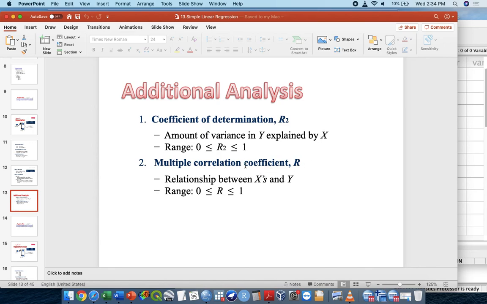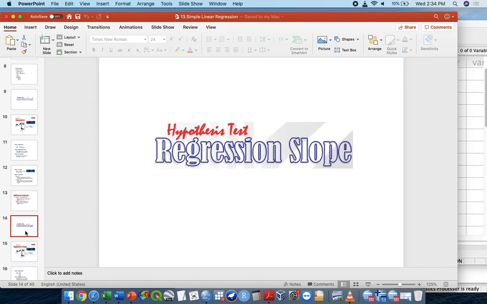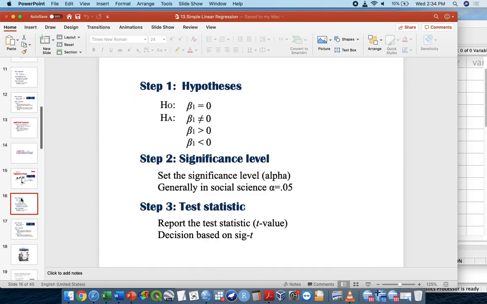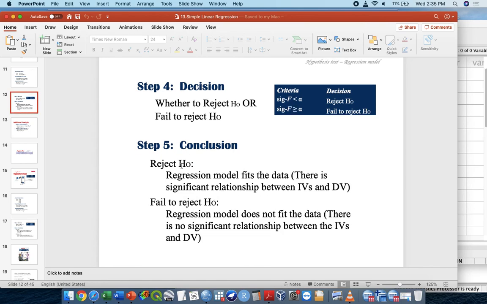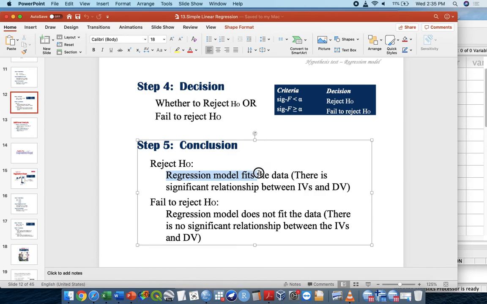The relationship between X and Y is justified based on the R, the big R. And then we are going to test for the slope. Okay, and then this particular slope has this kind of conclusion: there is a significant relationship or there is no significant relationship. Okay, please bear in mind this rejection and also the wording. The model fits: there is a significant relationship between IV and DV. Regression model does not fit: there is no significant relationship.